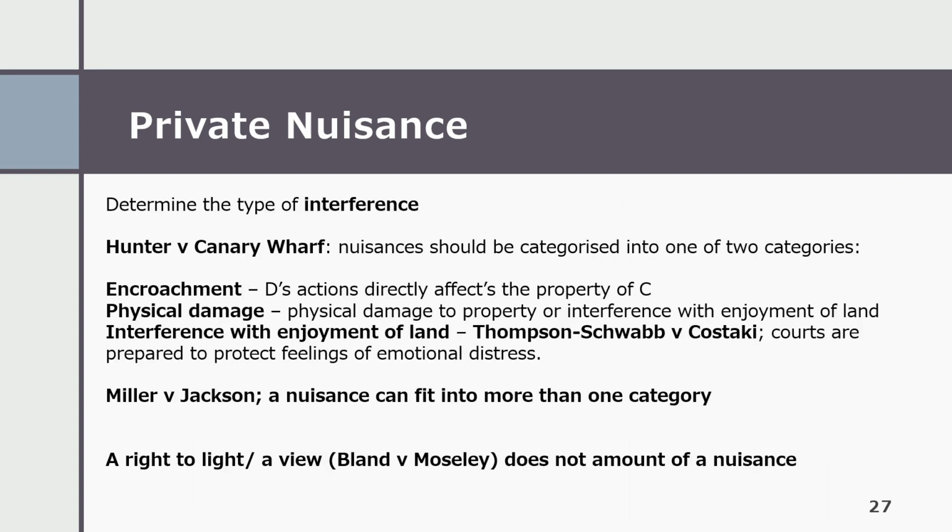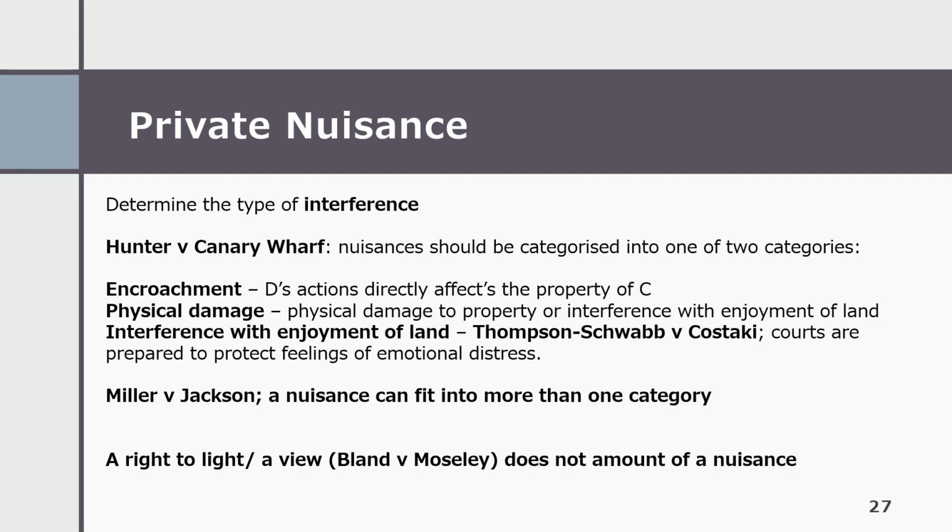So determine the type of interference. Hunter v. Canary Wharf states that nuisances should be categorized into one of two categories. Encroachment: so these actions directly affect the property of C. Physical damage to property, or interference with the enjoyment of land. Thompson, Schwab v. Kostaki: courts are prepared to protect feelings of emotional distress. So it says two categories because interference with enjoyment of land falls into physical damage. So Miller v. Jackson states that a nuisance can fit into more than one category.